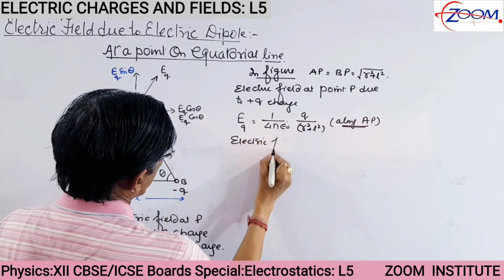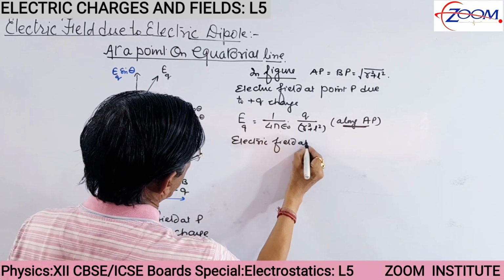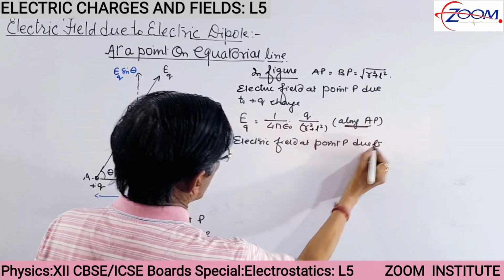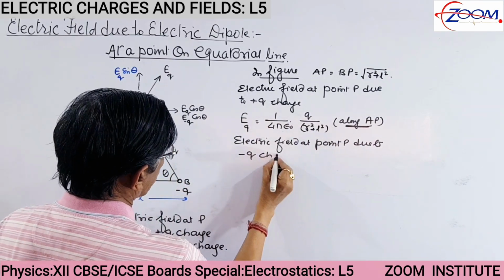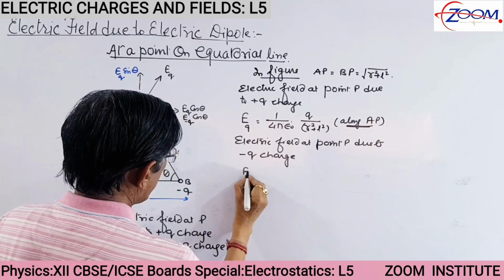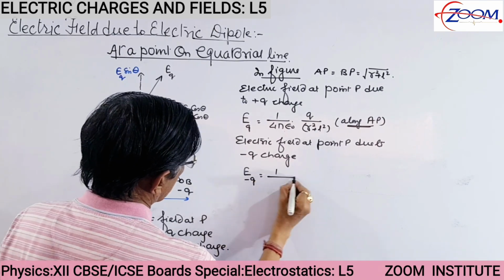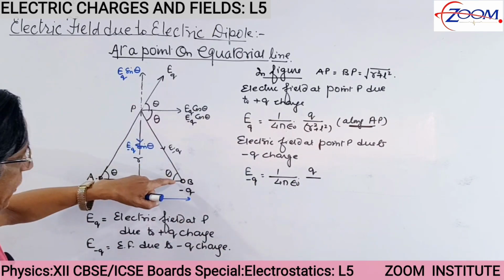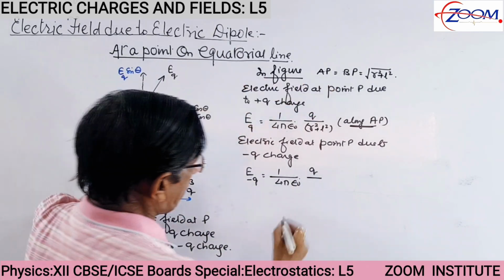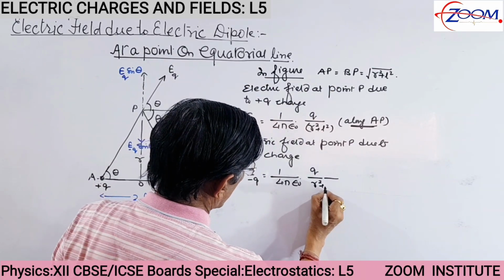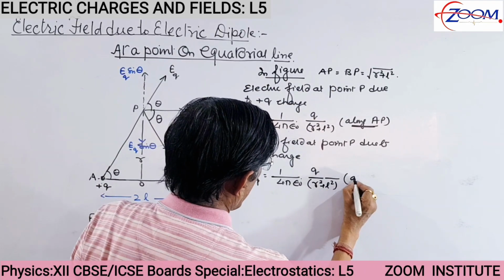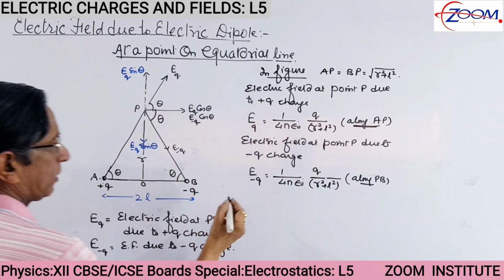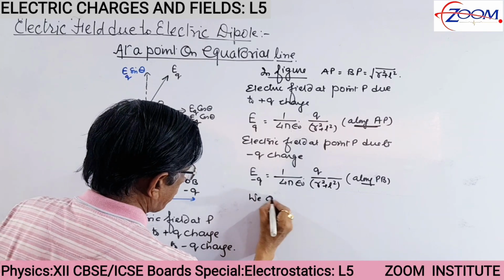Now, electric field at point P due to minus q charge is equal to 1 upon 4 pi epsilon naught q upon BP square. But BP is equal to AP, so it will come the same, that is r square plus L square, along PB. It will be along PB.